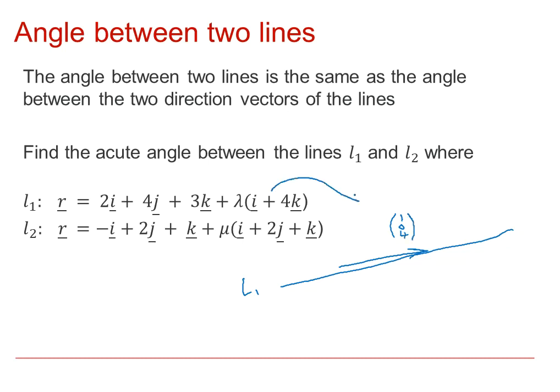There's the direction vector. And if we look at the line L2, there's a line L2, and its direction vector is (1, 2, 1), we can see that the angle between the lines is the same as the angle between the direction vectors. So it's the direction vectors you need to look for when you're finding the angle between the two lines. So we need to look at that direction vector and that direction vector.